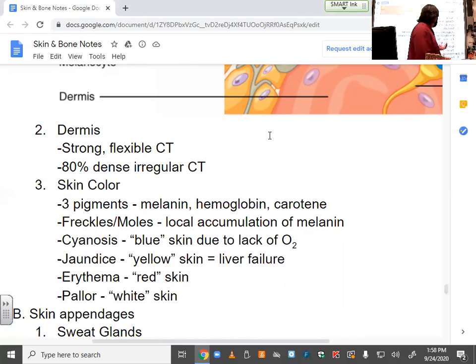Okay. Looking at other things about color, freckles and moles are just a genetic or environmental accumulation of melanin, more melanin in that spot than anywhere else. It's just you happen to have more melanocytes there. It's just a genetic trick. If it's a freckle, it's flat. If it's a mole, it's raised. We'll talk about skin cancer tomorrow.